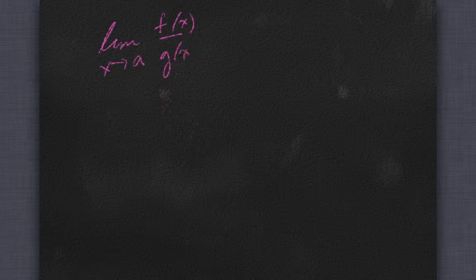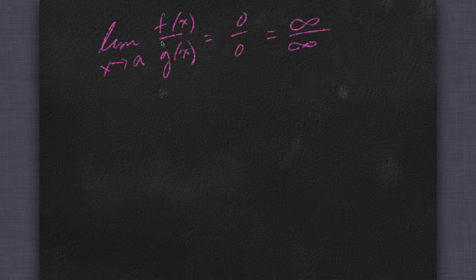Okay, so I want to start out with a proof that I showed some of you already in class. I want to first say that for the limit as x approaches a, if you plug in and you get 0 over 0, this is actually the same as infinity over infinity. So suppose that both of these are infinity.